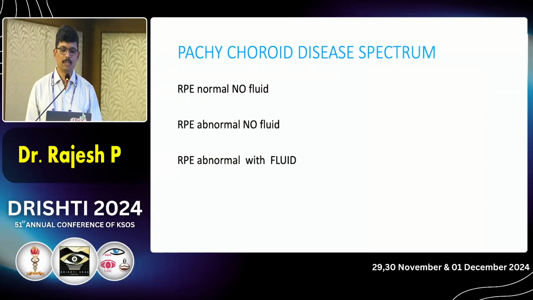So I'll now come to the pachychoroid disease spectrum. Basically, this pachychoroid disease spectrum can be classified into three types. The first type is where you have a normal RPE with no fluid. Second type is where you have abnormal RPE with no fluid. And third is where you have abnormal RPE with the presence of fluid.